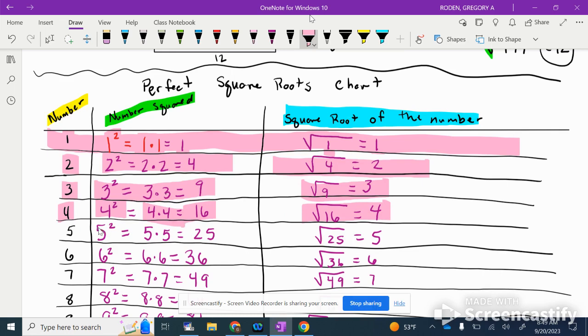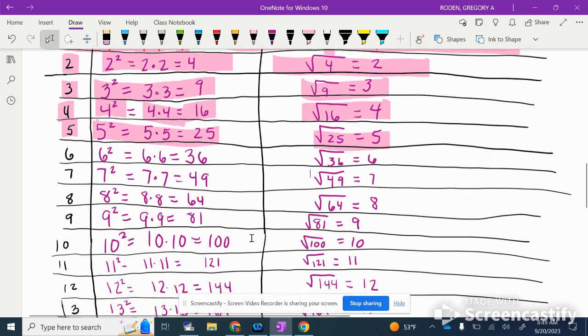The next one is 5 squared, number 5. 5 times 5 is 25. The square root of 25 is 5. And this is just a good review. These are your perfect squares. You're going to be using these a ton, guys.